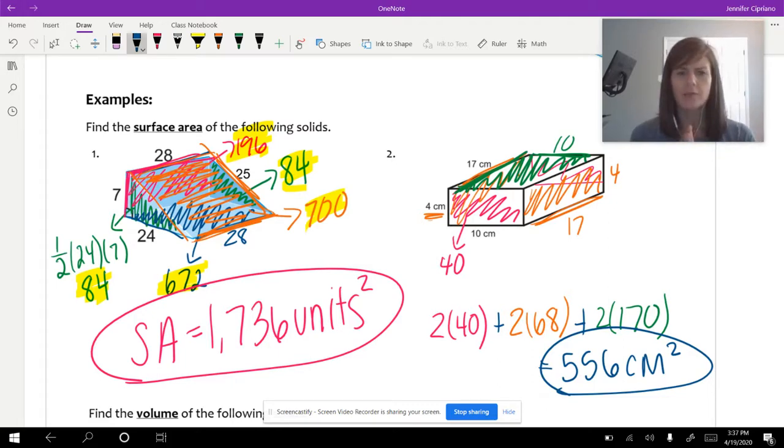All right, so you'll notice actually in this entire unit, there's not a ton of examples in your notes because honestly, all of these problems are pretty much exactly the same. You're using the exact same formula every time you find the surface area of a triangular prism, every time you find the surface area of a rectangular prism. It's just new numbers and new dimensions.